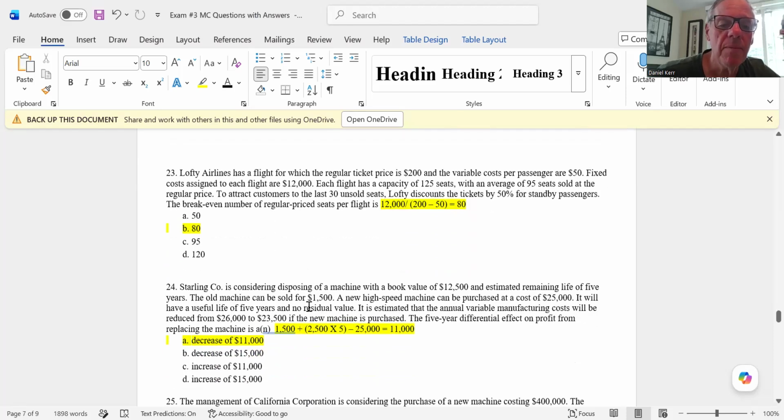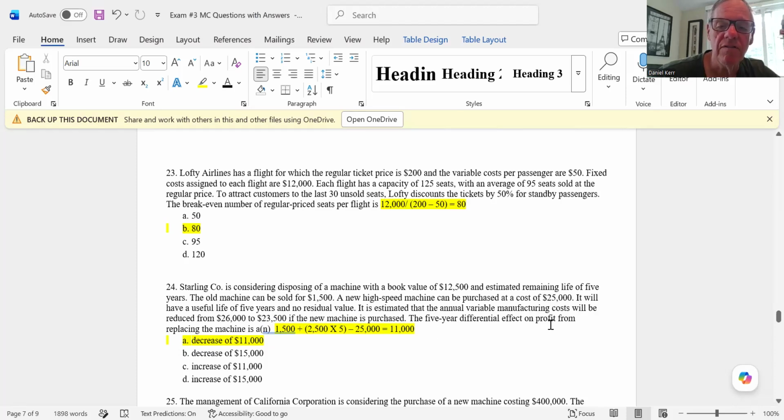24. Sterling Company is considering disposing of a machine with a book value of $12,500. Well, that's irrelevant. We don't concern ourselves about book value. That's considered a sunk cost. Estimated remaining life of 5 years. The old machine can be sold for $1,500. A new high-speed machine can be purchased for $25,000. It will have a useful life of 5 years and no residual value. It's estimated that the annual variable manufacturing cost will be reduced from $26,000 to $23,500. That sounds like a reduction of $2,500 a year.